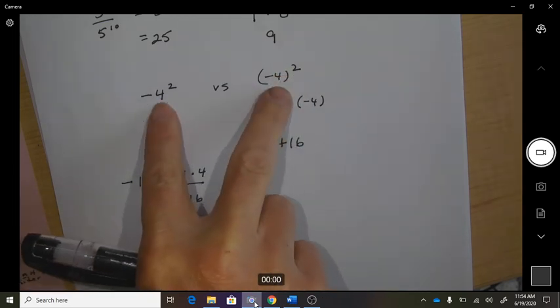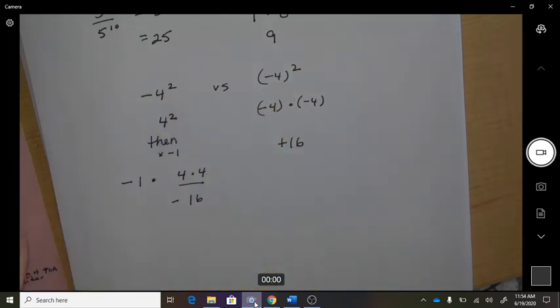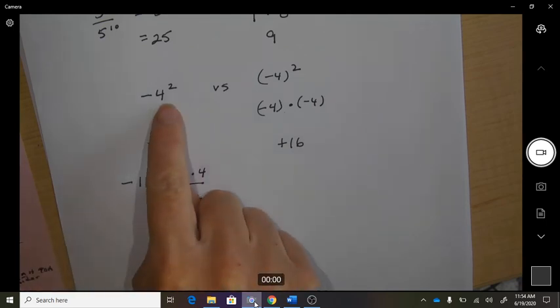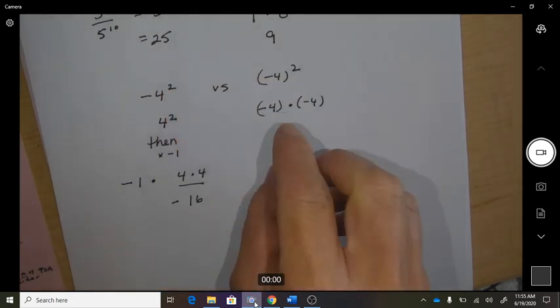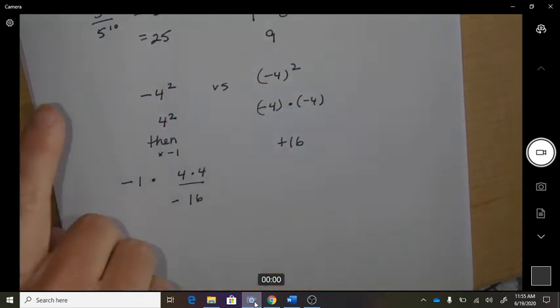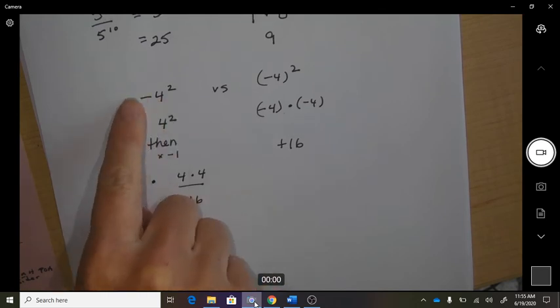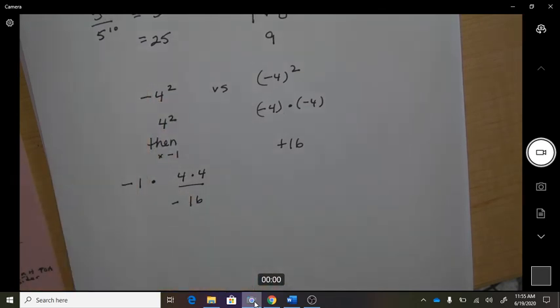You might think it's not that big of a deal, that they look pretty much the same, but they're not the same thing. This BEDMAS tells you to do an exponent and then multiply. This is taking -4 as the base that gets squared, but this is having a base of 4, and then later you would times it by -1.